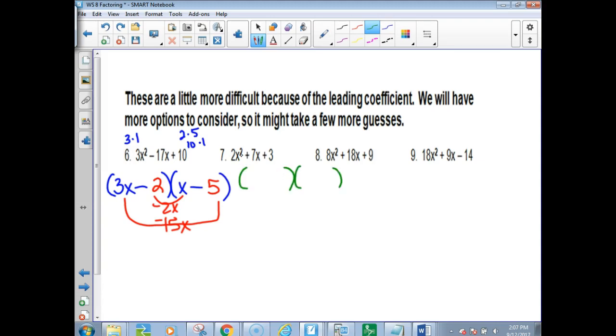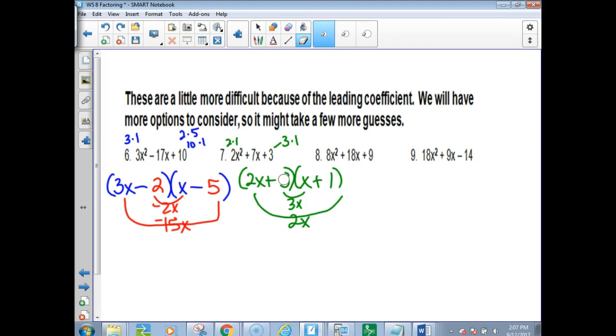Kind of wrote big. We'll need 2, which has only factors of 2 times 1, so we can do 2x and x. 3 only has factors of 3 and 1, so we can put in 3 and 1, but then we better check it. These are both plus, so these have to both be plus. And then I go, wait, that's going to be 3x and 2x, and that's not adding up to 7, so I'll need to switch them.